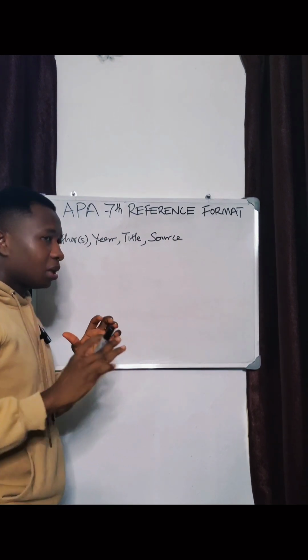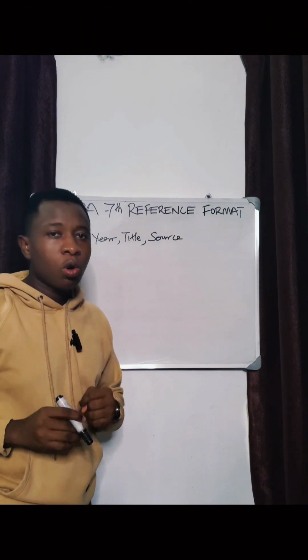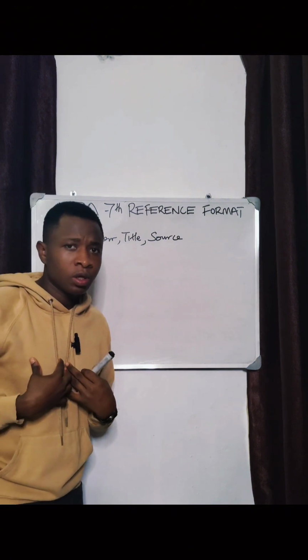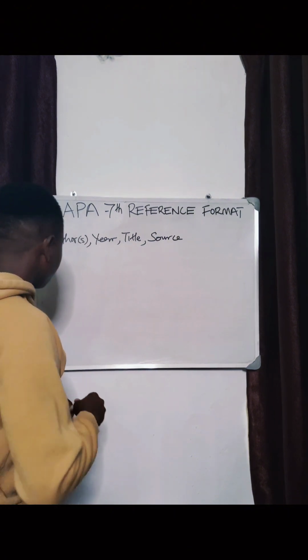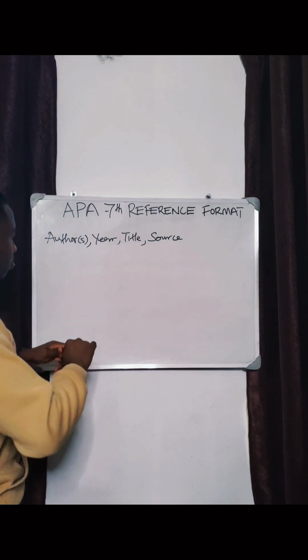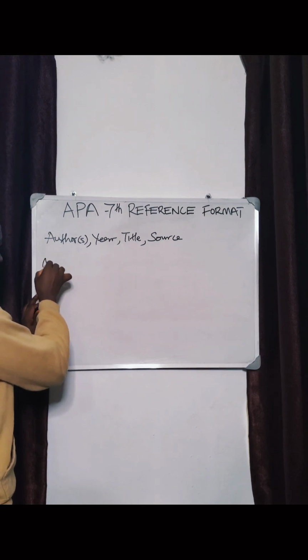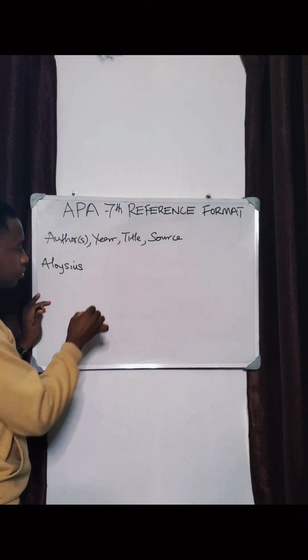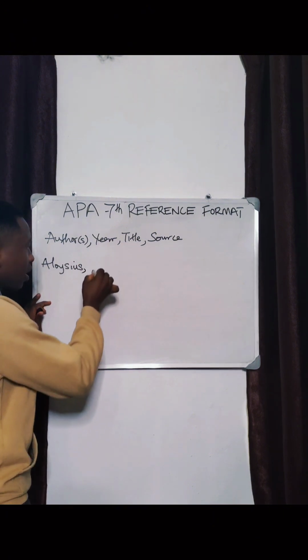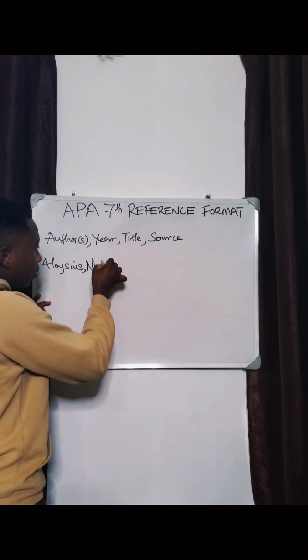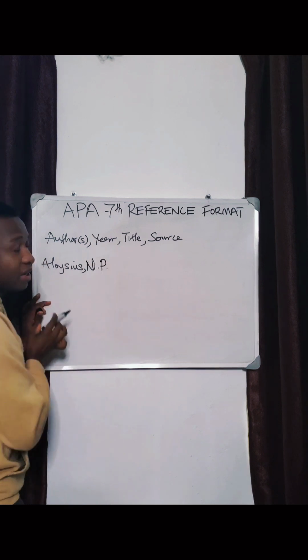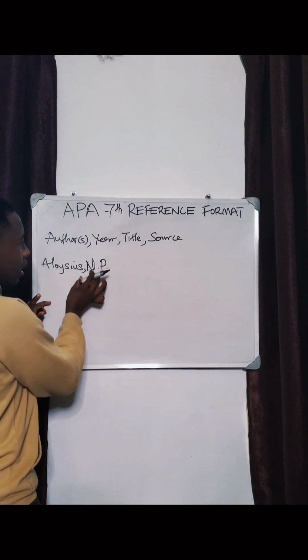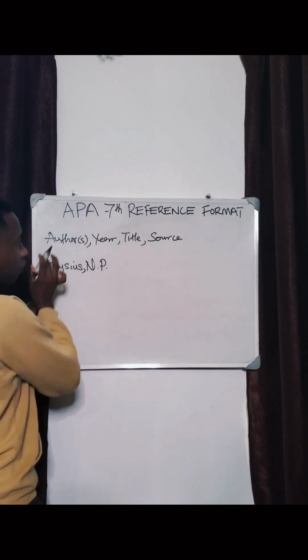All right, so let's take an example with one author. So I'm going to be referencing one of my works, one of the work I did. All right, so for the author, I'll write my name, Aloysius, comma, and P. So these are my initials. So Aloysius N.P. That settles for the author part.